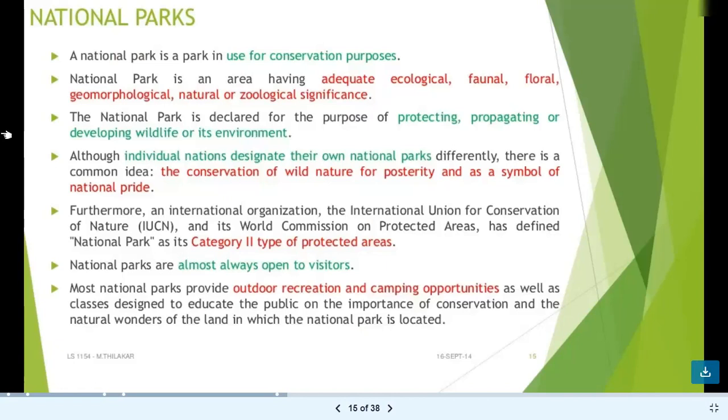A national park is a park in use for conservation purposes. A national park is an area having adequate ecological, faunal, floral, geomorphological, natural or geological significance. The national park is declared for the purpose of protecting, propagating or developing wildlife, including flora and fauna or its environment. Although individual nations designate their own national parks, tiger reserves are also basically national parks.